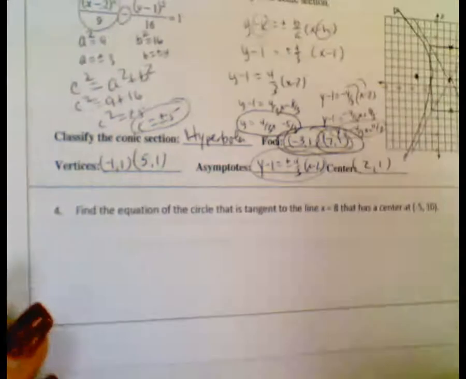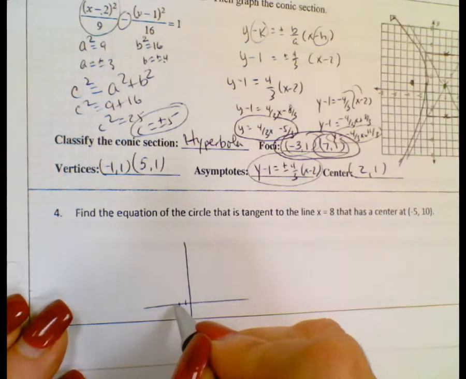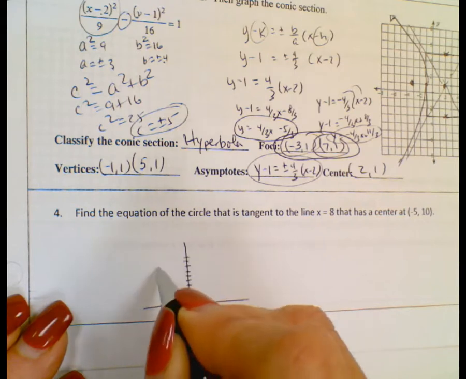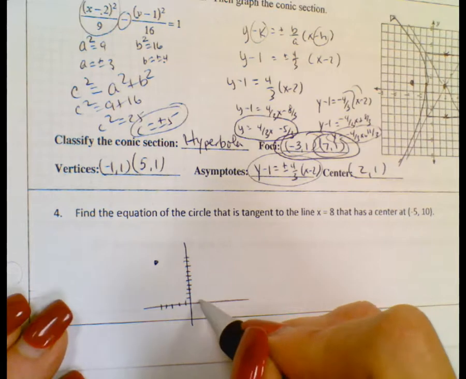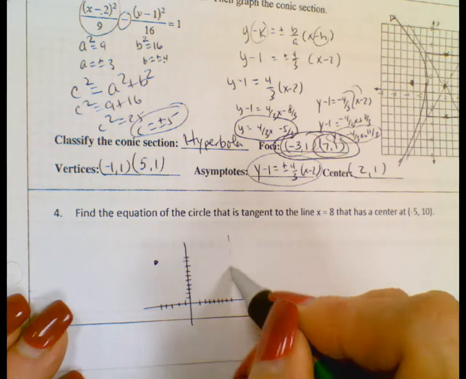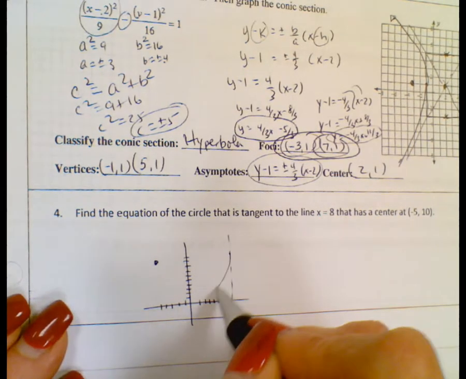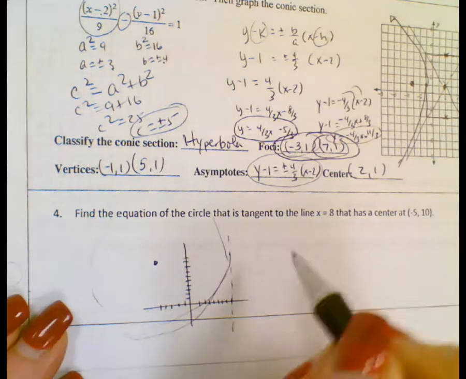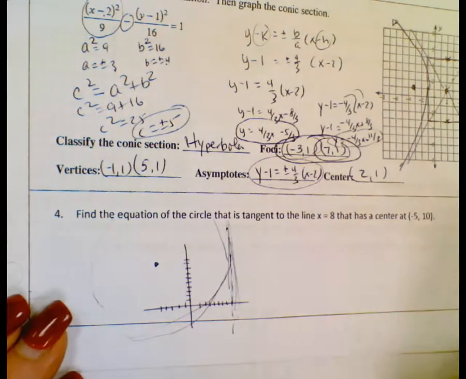Find the equation of a circle that is tangent to the line x equals 8. -5, 10 is right here. This is the center. It says it's going to be tangent to the line x equals 8, which is this line right here. That means the circle's got to touch it there. So your circle's going to be like something like this, right? It's got to be tangent to this line, x equals 8. That means it just touches it.